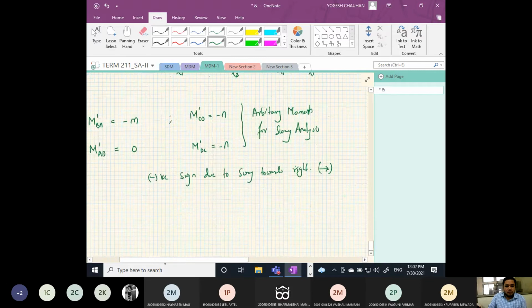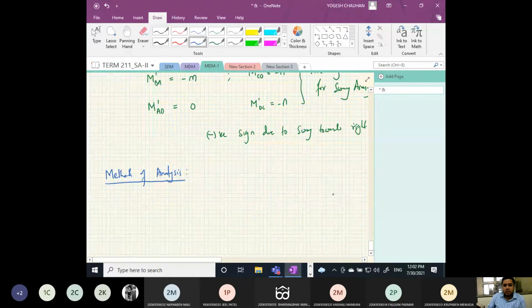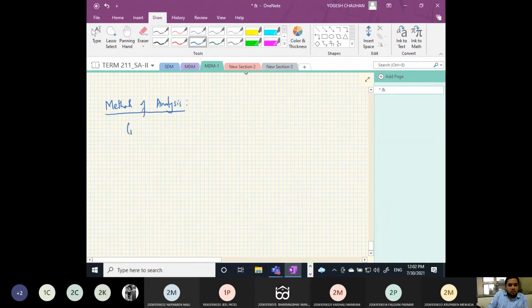Okay, now let us discuss the method of analysis. The thing we have discussed is for the sway analysis. When we do the sway analysis, what arbitrary moments are to be considered, that we have discussed. Now the method would be the first step.